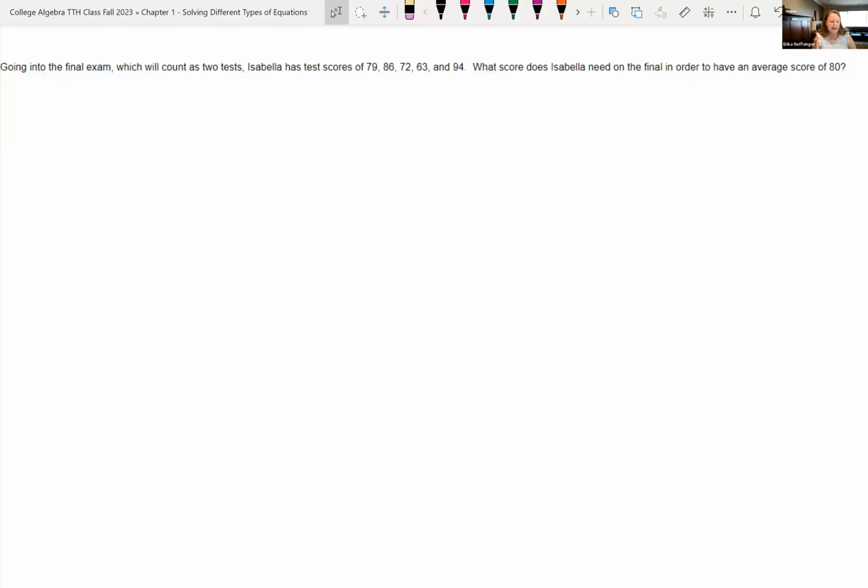So we're looking at an application problem from the solving linear equations section. It says, going into the final exam, which will count as 2 tests, Isabella has the test scores of 79, 86, 72, 63, and 94. What score does Isabella need on the final in order to have the average score of 80?